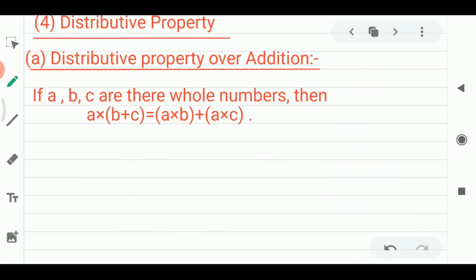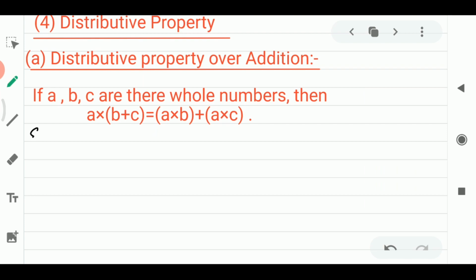Next is distributive property. Okay, distributive property over addition. If A, B and C are three whole numbers, then A into B plus C is equal to A into B plus A into C. Okay, by applying this formula, let's do some example.